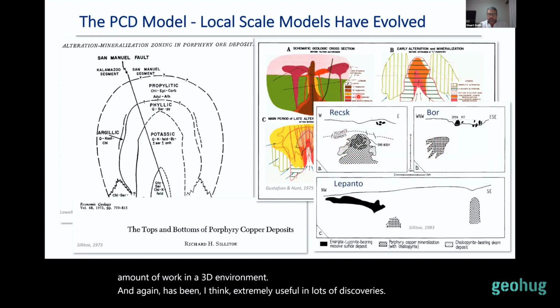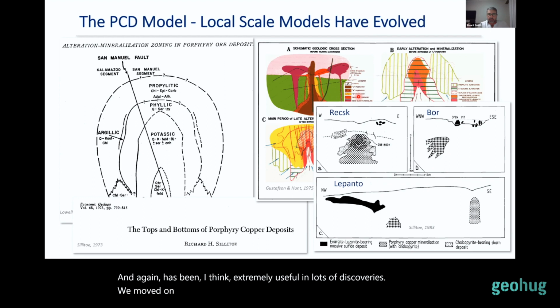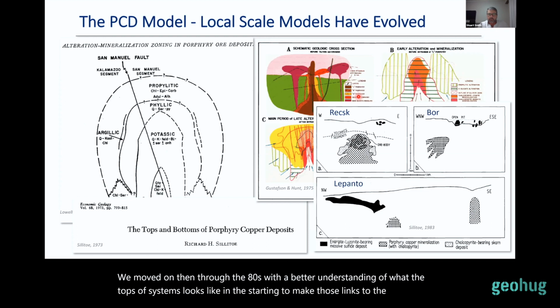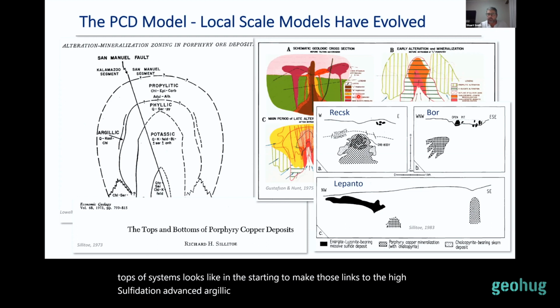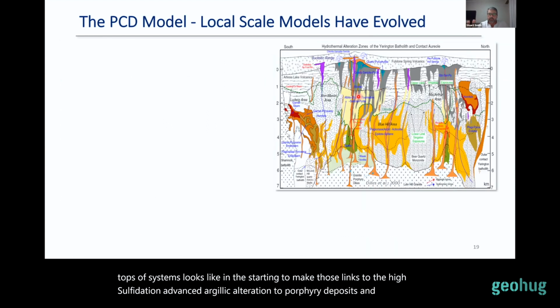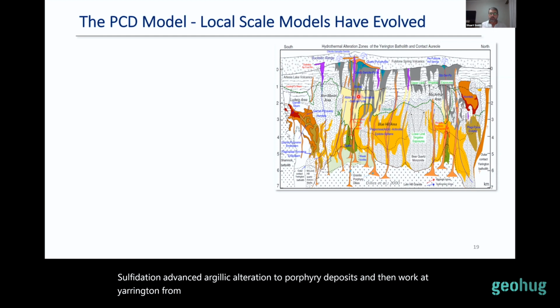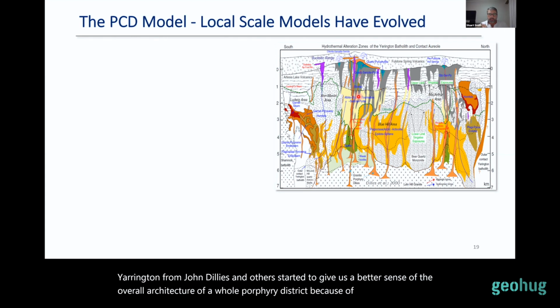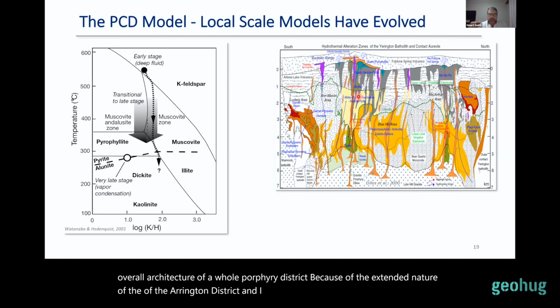We moved on then through the 80s with a better understanding of what the tops of systems look like, and starting to make those links from high sulfidation and advanced argillic alteration to porphyry deposits. And then work at Yerington from John Dilles and others started to give us a better sense of the overall architecture of a whole porphyry district because of the extended nature of the Yerington district. And I think really important contributions in our understanding of alteration distribution, alteration facies from Jeff Hedenquist and others here.